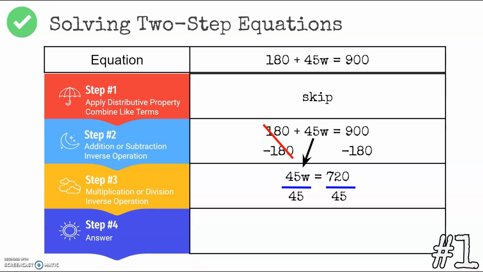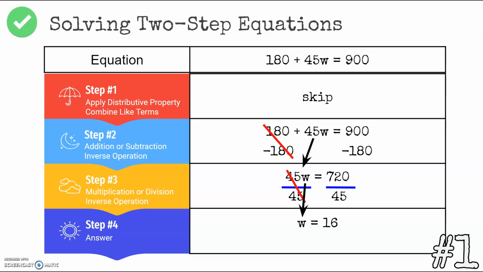I then need to do the inverse operation of multiplication because 45W is 45 times W. So the opposite of multiplication is division. So I put that over 45, because that means 45W divided by 45. What I do to one side, I do to the other. My 45s cancel each other out. I bring my W down, and 720 divided by 45 equals 16. So I have W equals 16.